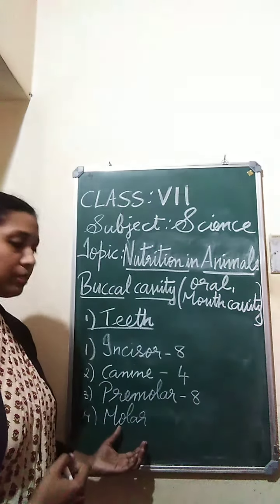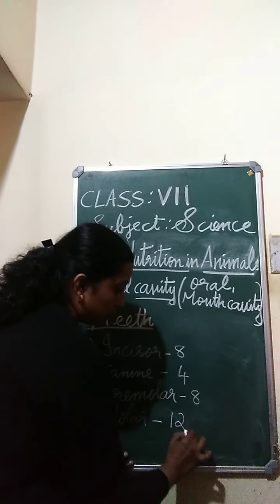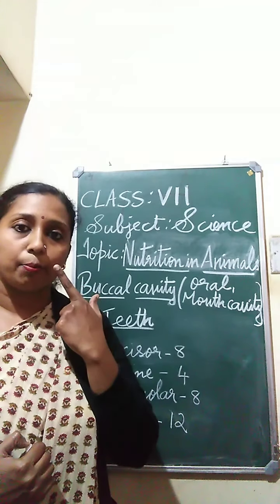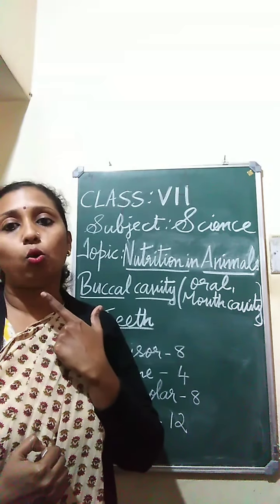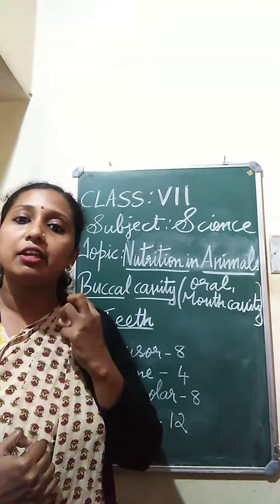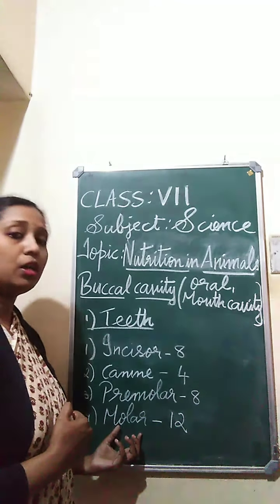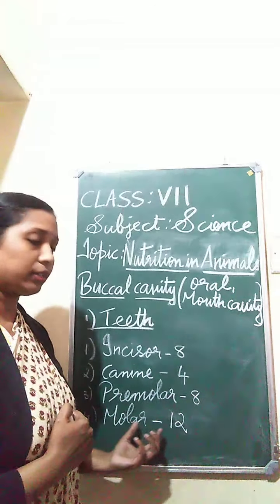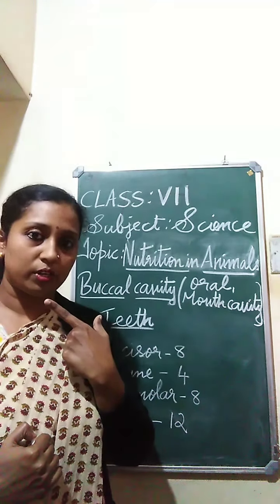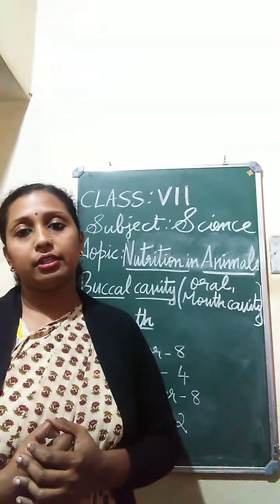The fourth one is the molar. Molars are 12 in number, 6 in the upper jaw and 6 in the lower jaw. The main function of the molars is to grind the food.